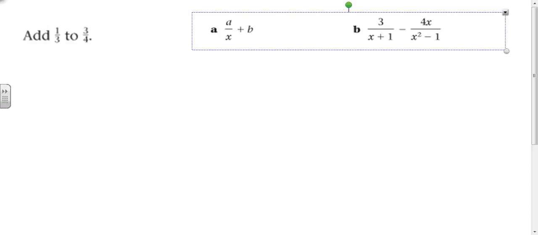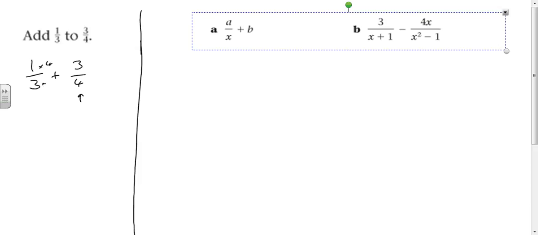Next, I've tried to mix the numbers and the algebra on this one now. So add 1/3 to 3/4. What we need to do here is, we've got different denominators. So we're going to times the top and the bottom by this denominator, so we're going to times the top and the bottom by 4. Now again, we've got to have a common denominator, so we've got to times the top and the bottom by this denominator. So that's going to be times by 3, times by 3.